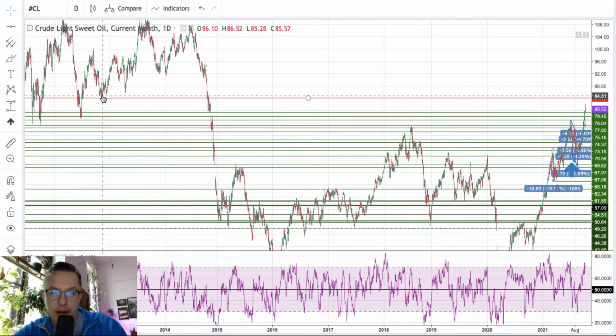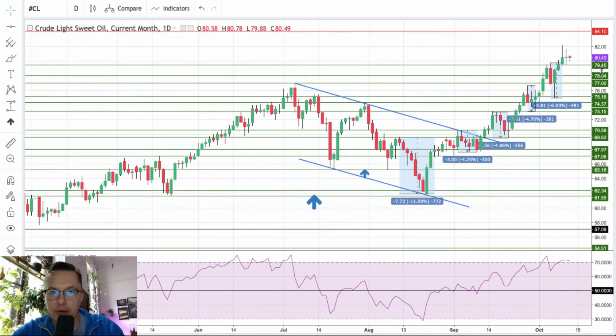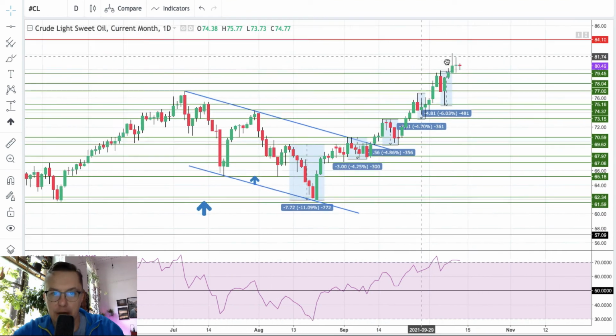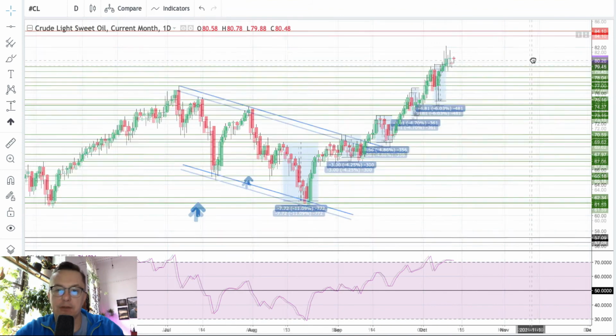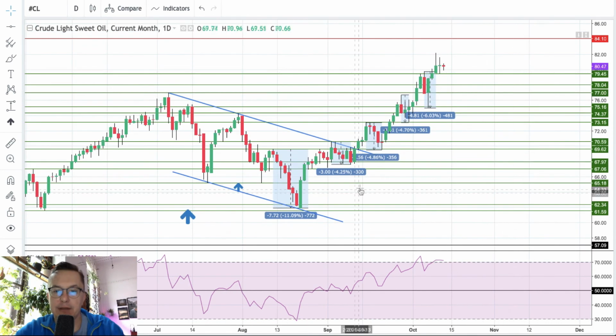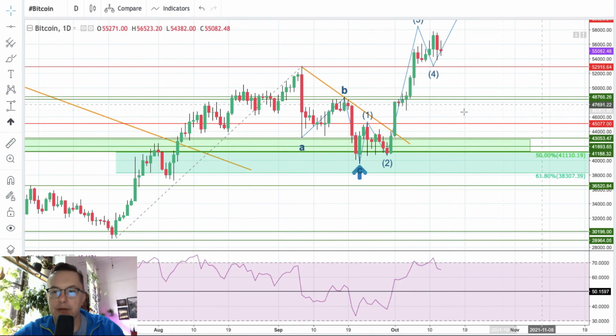The price is from 2012, so this is really something. If we hit this level, that would mean the price of crude oil is the highest in how much? 9 years. So that's a very expensive crude oil. Maybe there will be some sort of correction. However, this move here is very bullish, and it is supported by strong momentum. So this is how the crude oil looks. What is going on with Bitcoin?